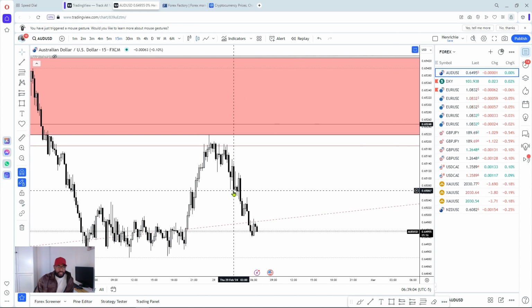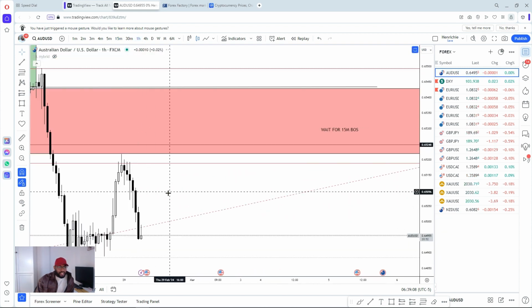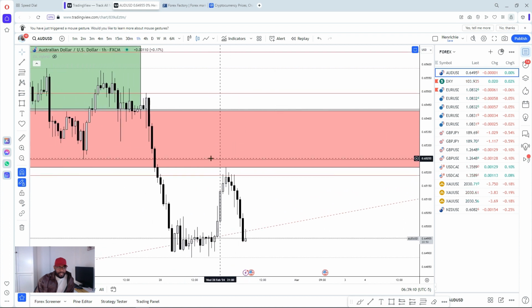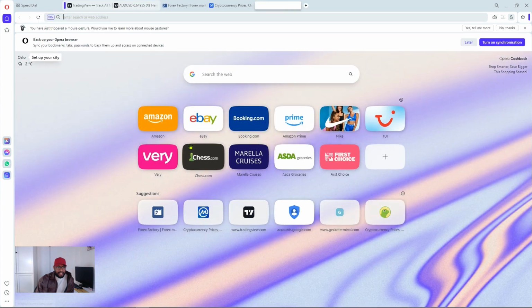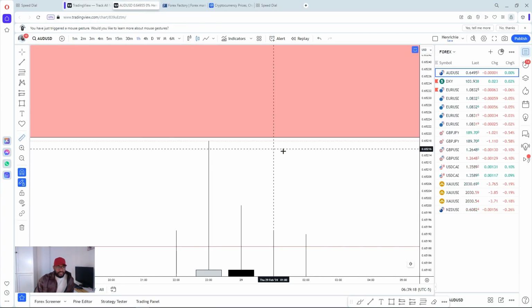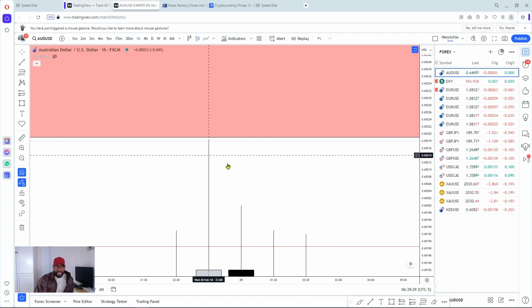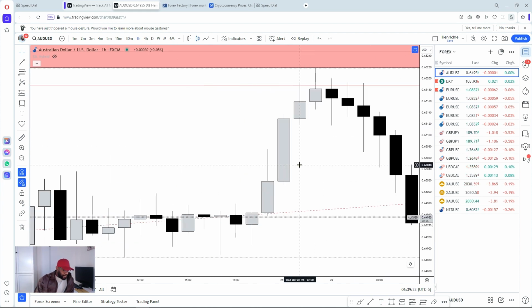Let's look at AUD US dollar. So AUD US dollar came very close to our key level that I marked out. You can see the point of interest. I marked it out, and as you can see, it came very close to that area. It came about just 0.1 pip away from the point of interest, and price just reversed and didn't tap in.